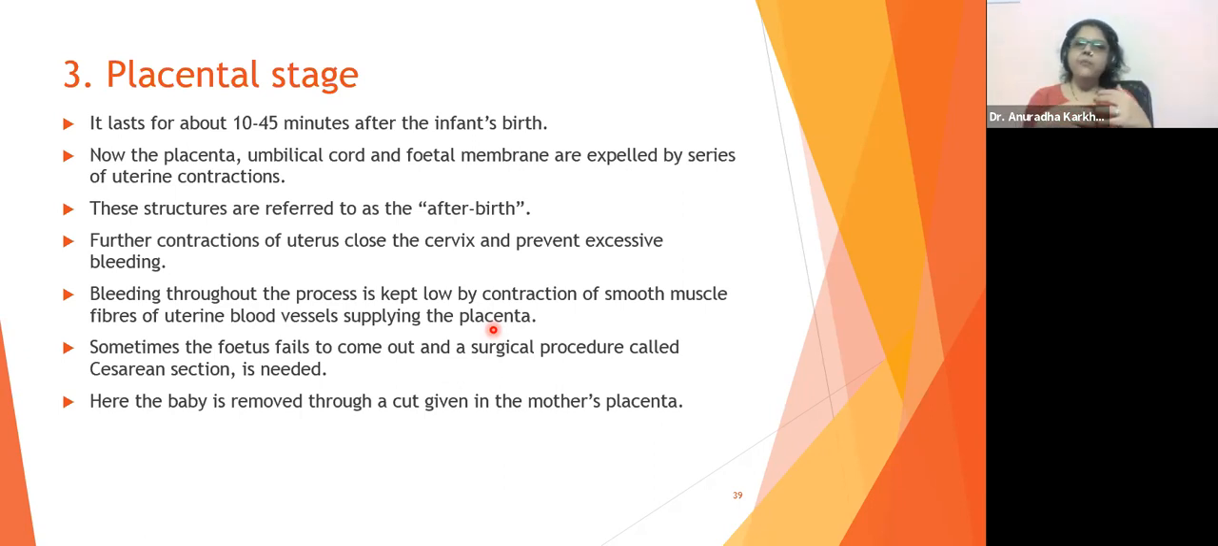Sometimes the fetus fails to come out and a surgical procedure called cesarean section is needed. We call it a C-section. Here the baby is removed through a cut given to the mother's placenta. So the maternal placenta, that is your decidua basalis, which we have seen now, is going to be cut, and from there the baby is going to be extracted. So this is the third stage, the placental stage. All three stages understood: dilation, expulsion, and placental.